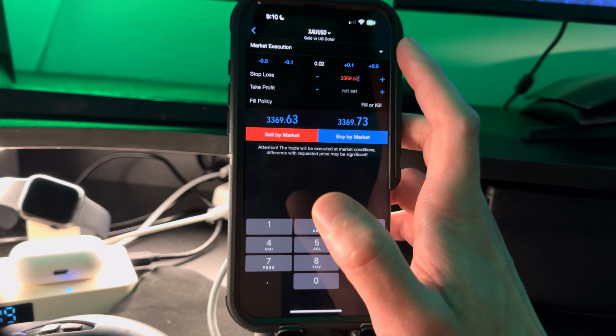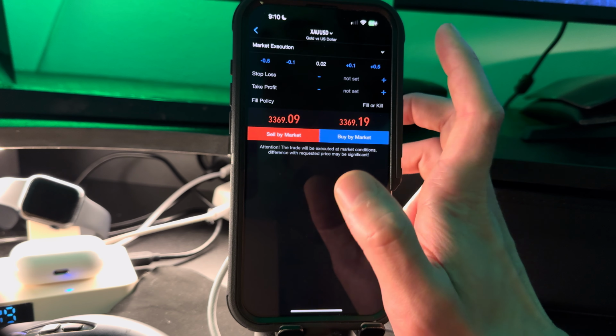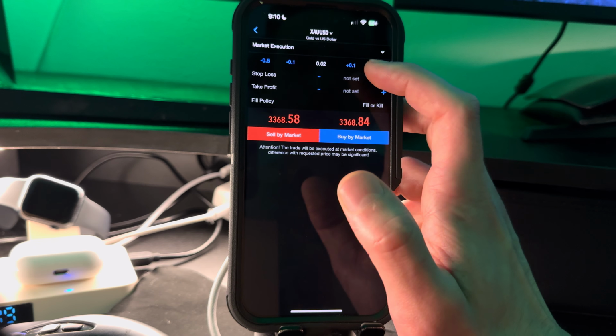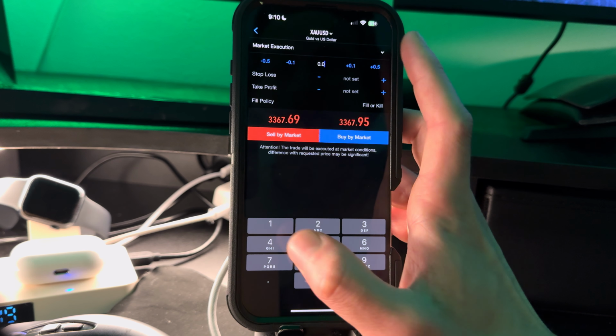But okay, for example, XAUUSD is the pair. You could change the pair to whatever's on your watch list. And then you would enter over here your stop loss. You could also enter your take profit. And then over here is your lot size.